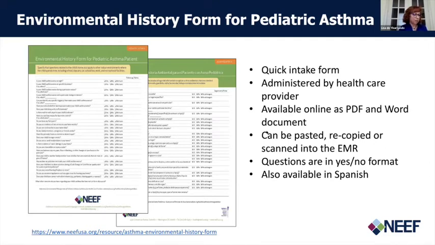So example questions are, do you have a furry pet? Are there smokers in the home? If you have an adolescent, does your adolescent smoke? Do you see or smell mold or mildew? Do you see mice, rats, cockroaches in your home? So like I said, it's designed to identify some major triggers.